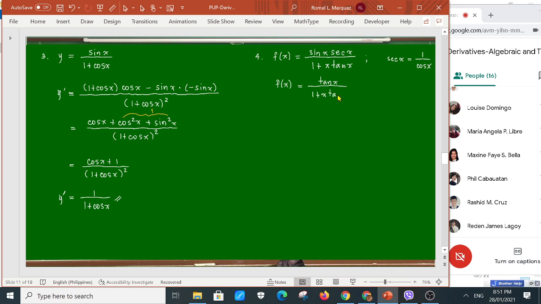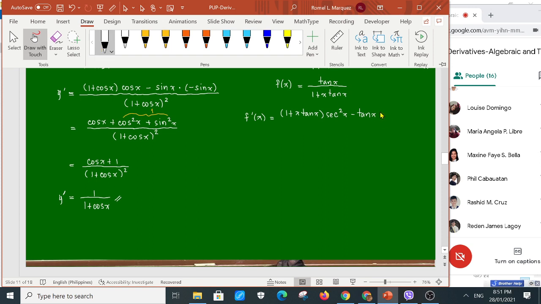Okay, guys? So, let's now start differentiating. I haven't differentiated yet. What is the derivative of a quotient again? The denominator times the derivative of the numerator, that is secant squared x, minus the numerator times the derivative of the denominator.